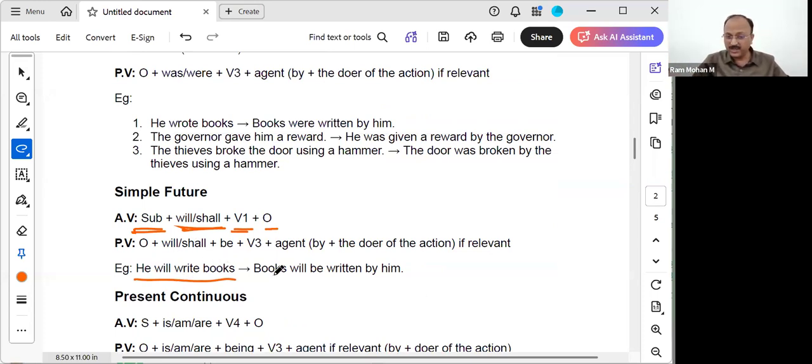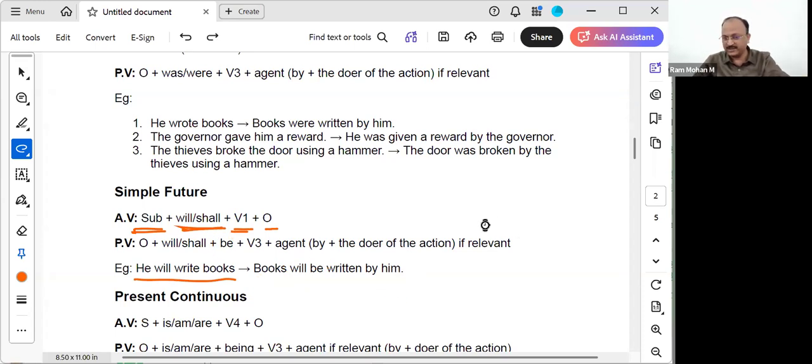Books are the object that became the subject, books. And whatever will is there, the same will come. Shall means shall will come, will means will come, followed by be. Be will be added here. Will be is the helping verb in this case. Okay? Write what? Written by him is same. Books will be written by him. That means he is going to write after some time. Understood? These are the simple tenses.